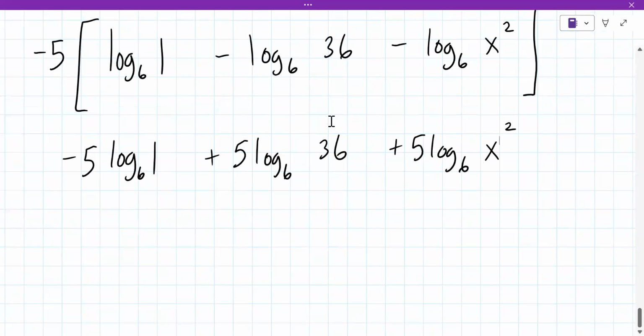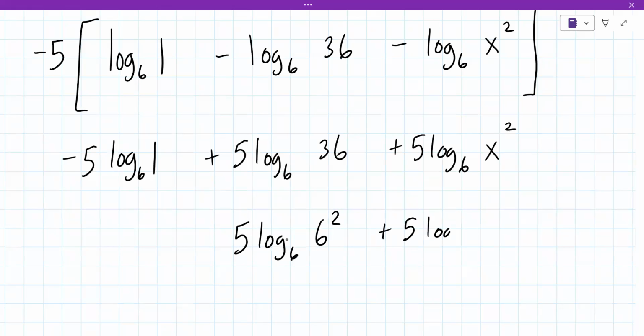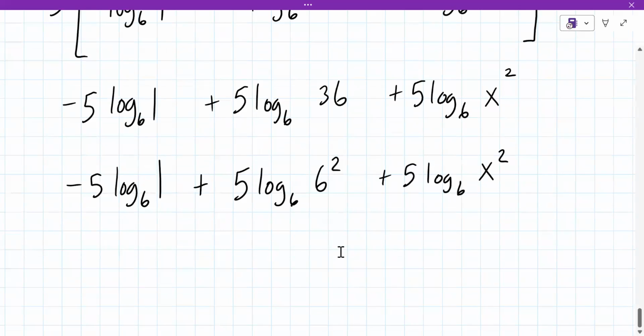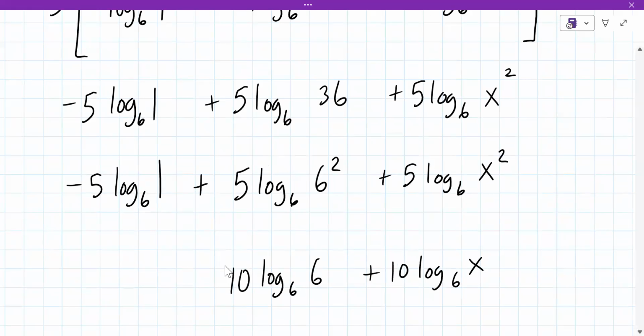Is there any way to write 36 as 6 to some power? 6 squared. This is 5 log base 6 of 6 squared plus 5 log base 6 of x squared minus 5 log base 6 of 1. What can we do with these two exponents on the right two terms? We can multiply them by 5. This becomes 10 log base 6 of 6 plus 10 log base 6 of x.